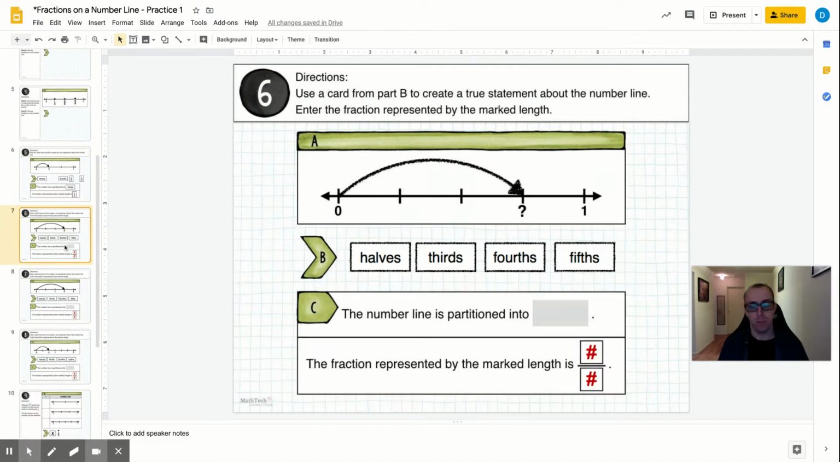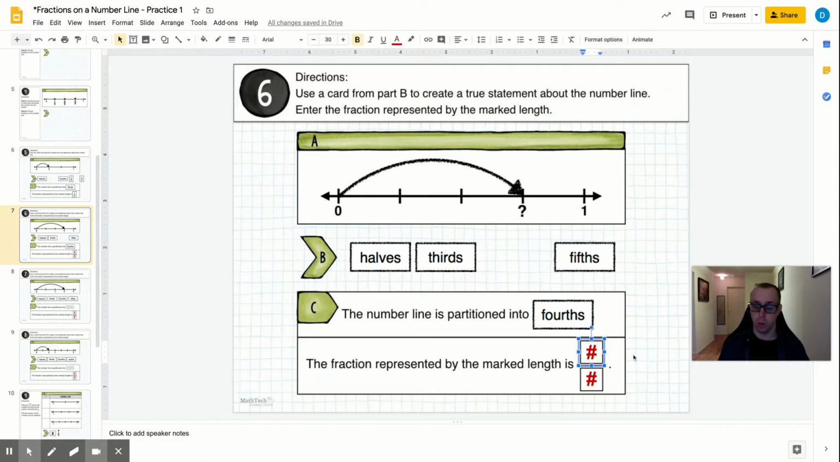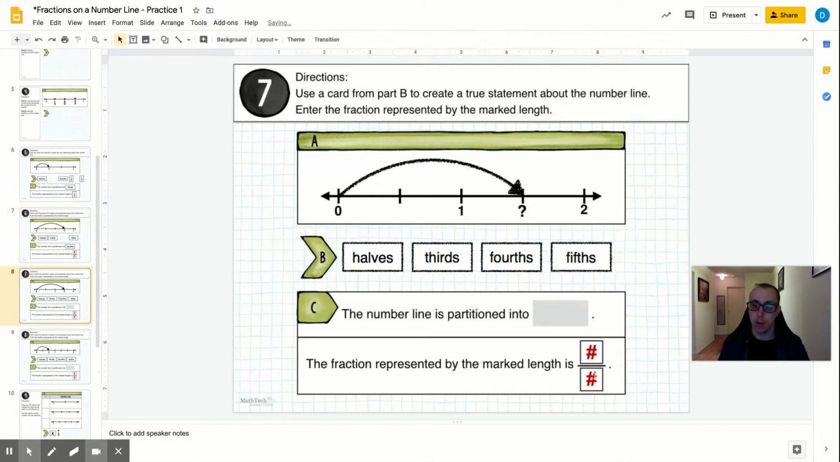Okay? For this one, again, we're going to decide what is it partitioned into, how many parts are there, by counting from 0 to 1. 1, 2, 3, 4. So this is fourths. And we are at 1, 2, 3 out of the 4. So 3/4.